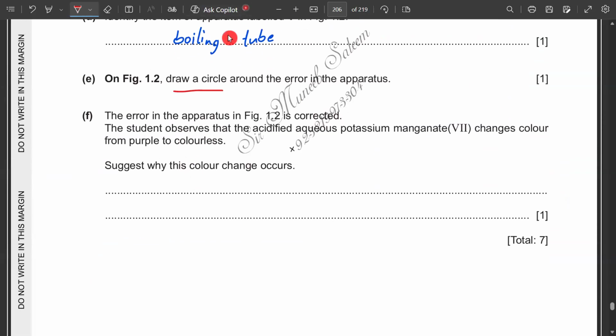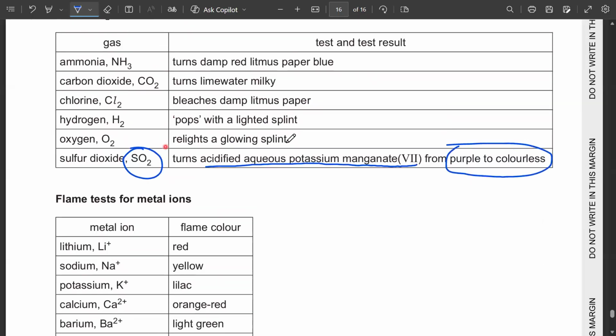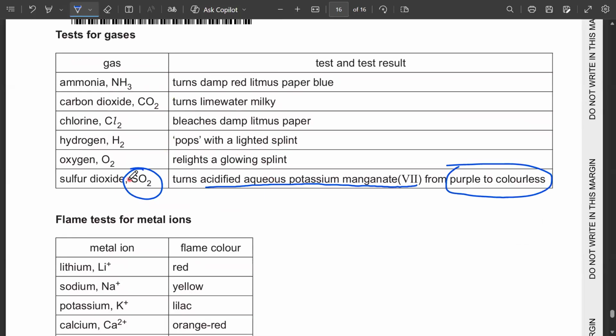Then F part, the error in the apparatus in figure 1.2 is corrected. The student observes that the acidified potassium manganate changes color from purple to colorless. Suggest why this color change occurs. So to understand this point, we must go to the qualitative notes and see the gas was SO2, which changed the color from purple to colorless.